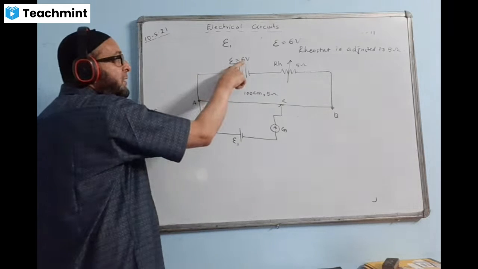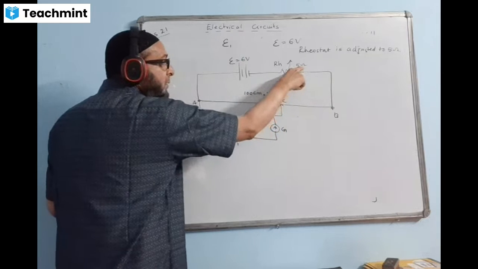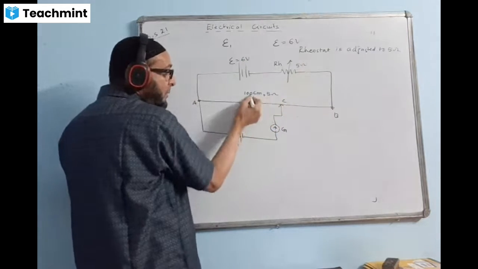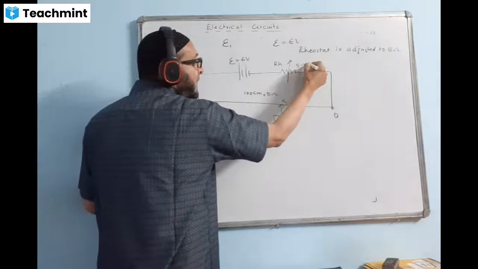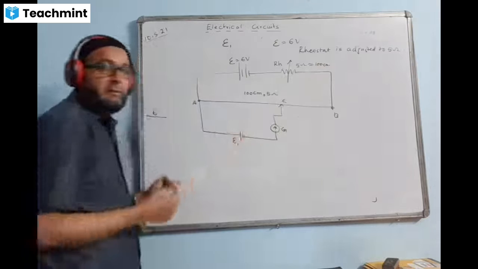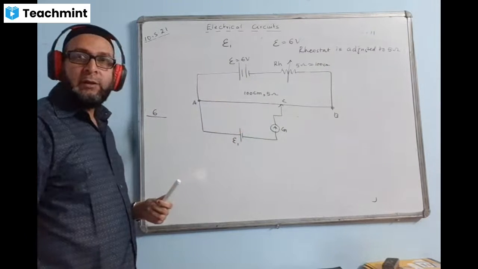what is the length across which this 6 volt is connected? This is 100 centimeter, and this also is there. What is the value of this? Because they are matching now, 5 ohm, 5 ohm. 5 ohm length is how much? 100 centimeter. Here 5 ohm length will be equivalent to 100 centimeter directly.